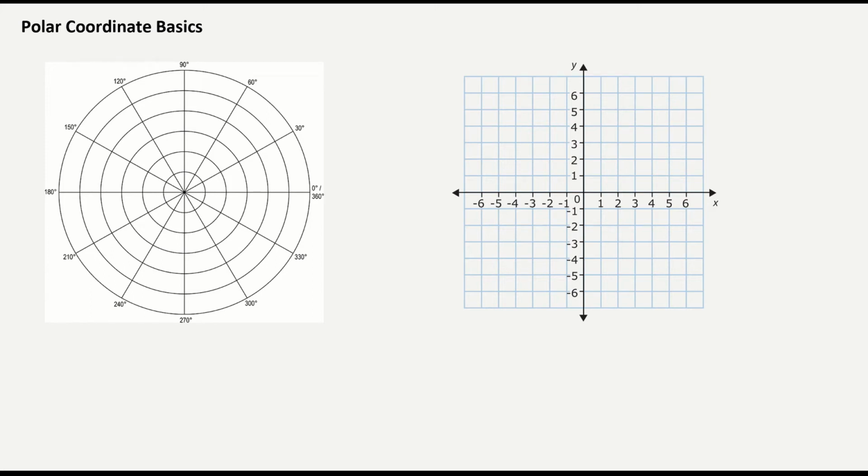Hello, in this video I want to introduce the polar coordinate. So the polar coordinate is a different way to graph things. It's a different coordinate plane. We are familiar with the rectangular coordinate plane, or maybe the Cartesian plane, and that deals with x and y.